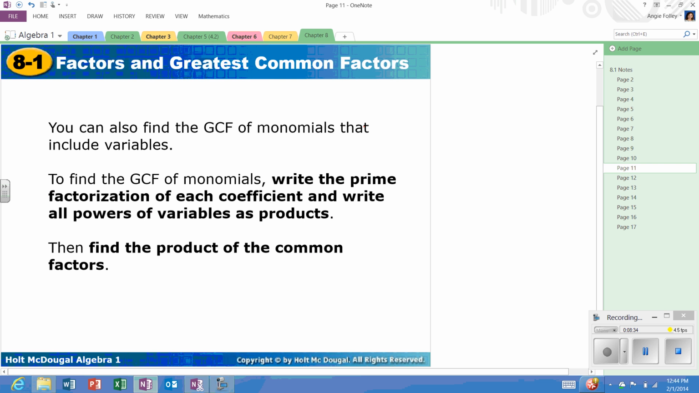You can also find the greatest common factor of a monomial if it includes variables. To do this, you would write the prime factorization of the coefficient. So that's the number out in front. So if I have like 6x squared, this is the coefficient. And then you write all the powers of that variable. So what they mean is you would write 2 times 3, and then x squared can be split up into x times x. Okay?